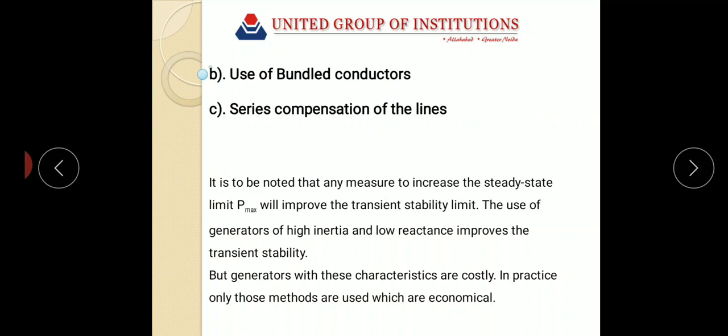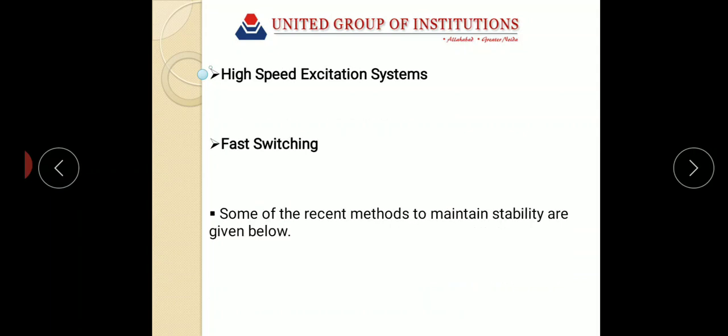Okay. Now it is to be noted that any measure to increase the steady state limit Pmax will improve the transient stability limit. The use of generators of high inertia and low reactance improves the transient stability, but generators with these characteristics are costly. So in practice, only those methods are used which are economical. Some of them: high speed excitation systems.